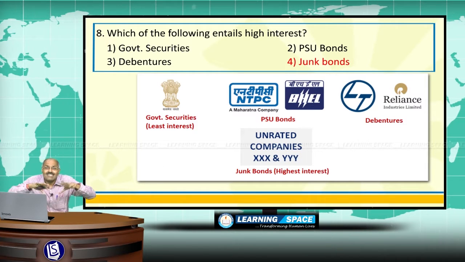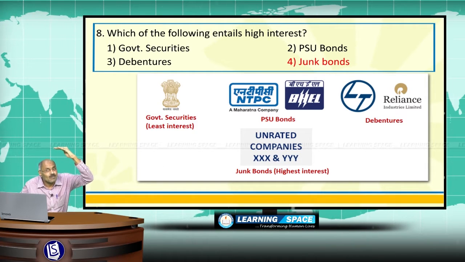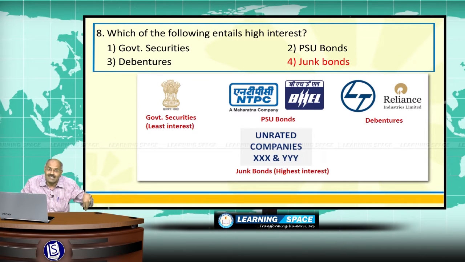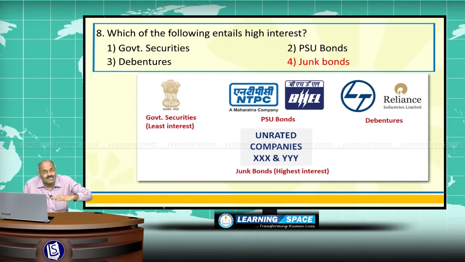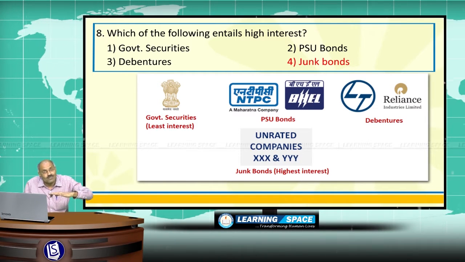So, wherever risk is involved, interest rate will be more. Wherever risk is less, interest rate will be less. That is the fundamental theory in the banking system. And please do not forget this fundamental theory.